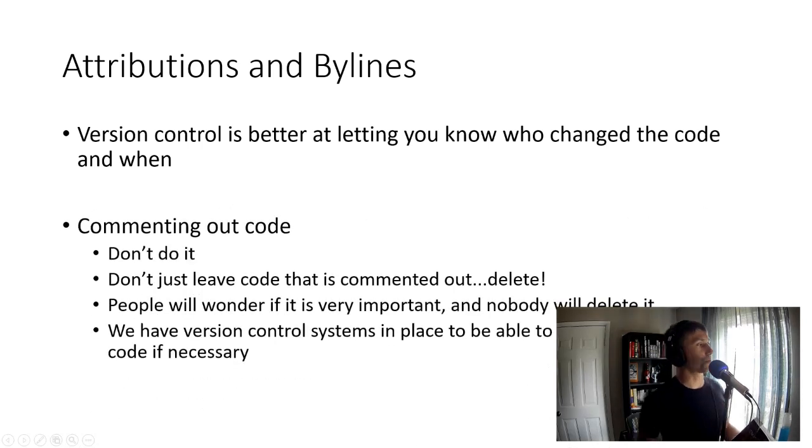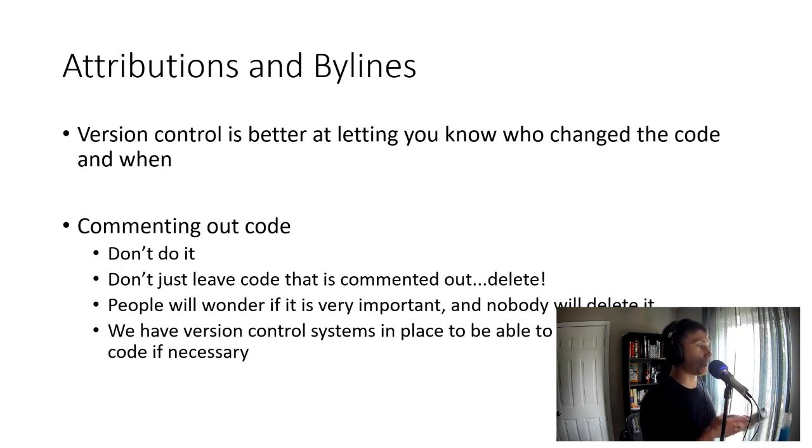Continuing forward, attributions and bylines. Again, another example of using comments where they are not really needed anymore just due to the version control systems that we have today, GitHub, Bitbucket, what have you. Version control is better at letting you know who changed the code and when.